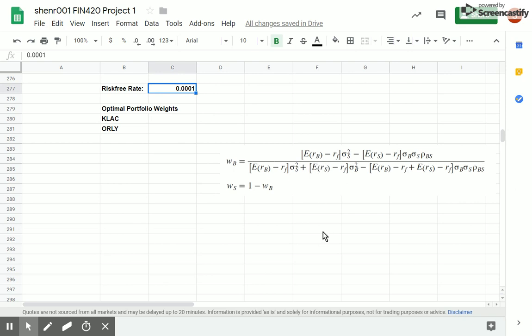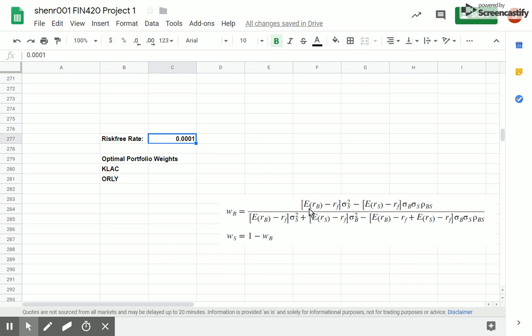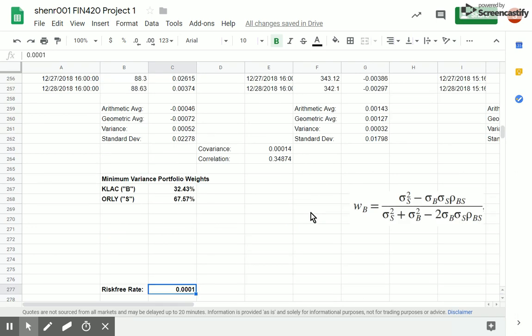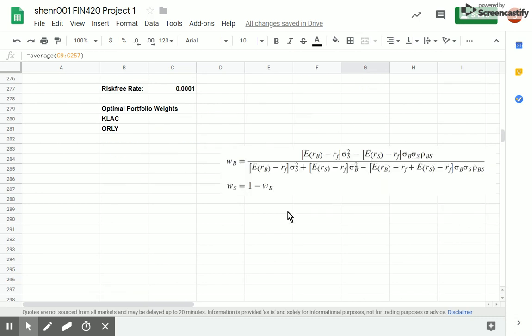Everything else, as we've done before, the expected returns here, E of RB, expected return on stock B, or in my case here, that's KLA-Tencor. The expected return would always be the arithmetic average of returns. So that's expected return for B. This would be expected return for S. Sigmas are the standard deviations. Sigma squared are the variances. And the rho is the correlation between the two. Once again, this is a long formula, so it'll take you some time to develop that. But this is an example of how you might go about that.